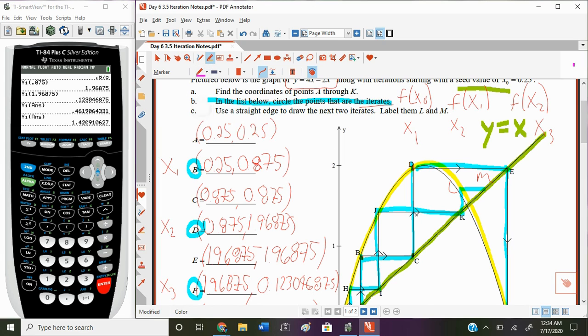But I'm just going to highlight those right there and just indicate where we drew those.